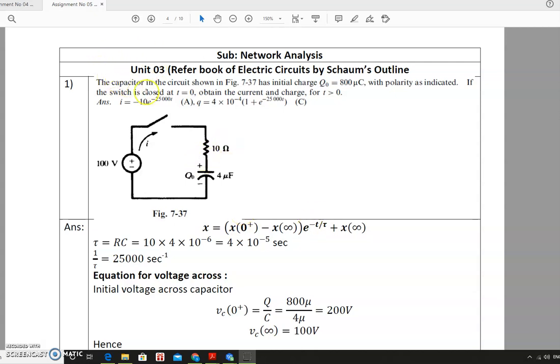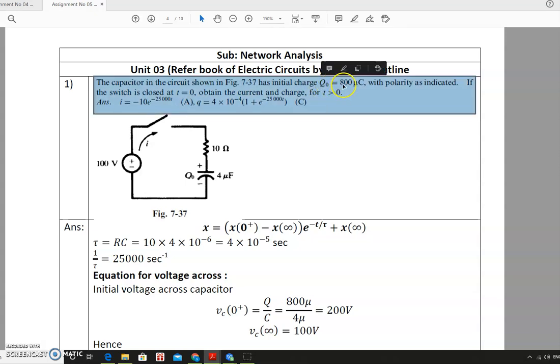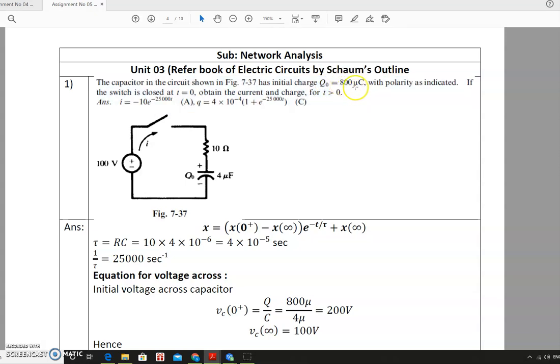In this problem, a capacitor in the circuit is given of 4 microfarad, which is initially charged with the charge of Q0, and Q0 is 800 microcoulomb. So the charge on this capacitor is 800 microcoulomb with this polarity as positive and with this polarity as negative.